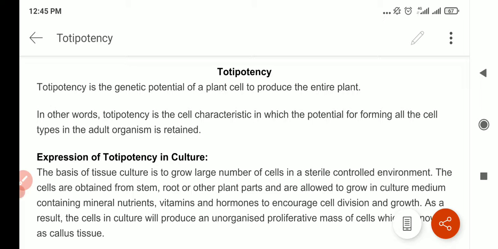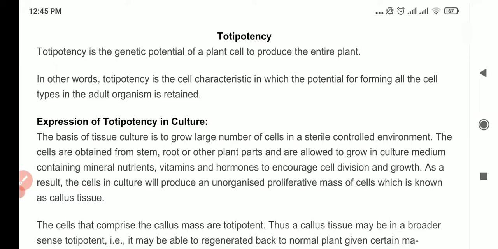So you know that totipotency is the potential that is there in the genes of a cell to produce a completely new plant, okay? I'll repeat. There's a potential in the genes that can make any cell regenerate into a complete plant, okay? In other words, there is some character which has the potential to form a new cell type in the adult organism. It can form any cell type, okay?